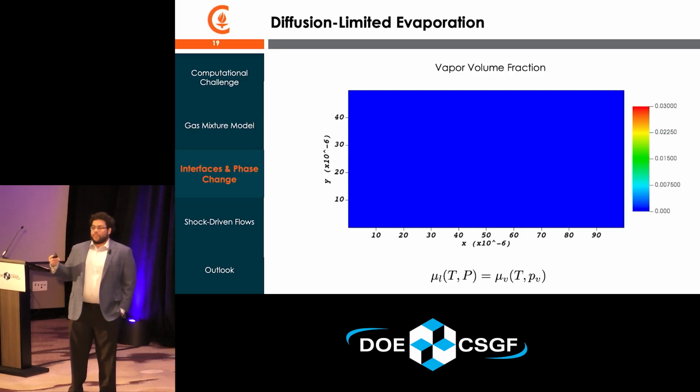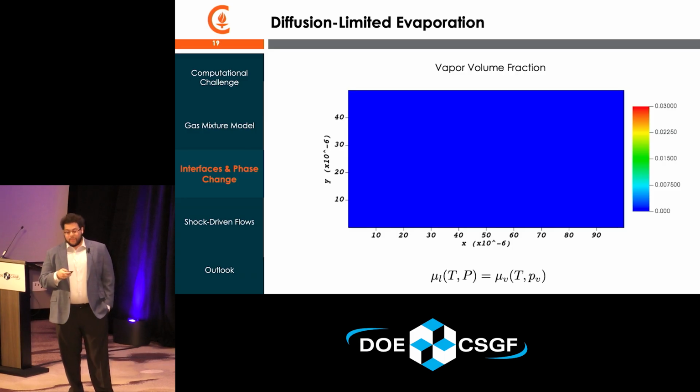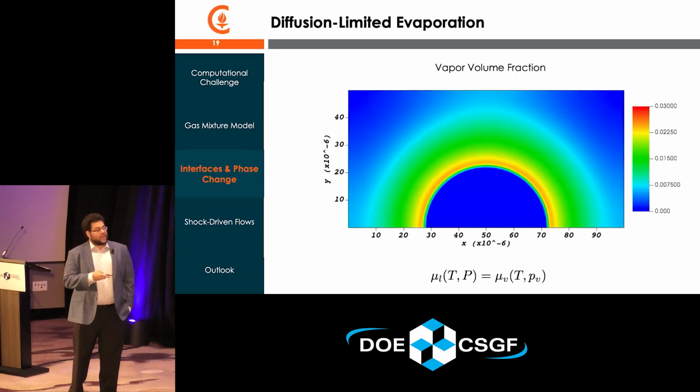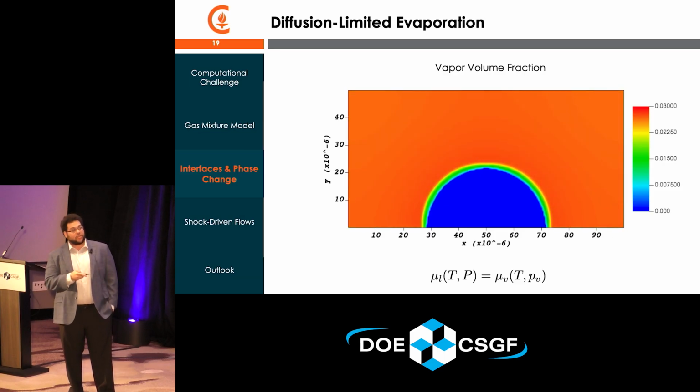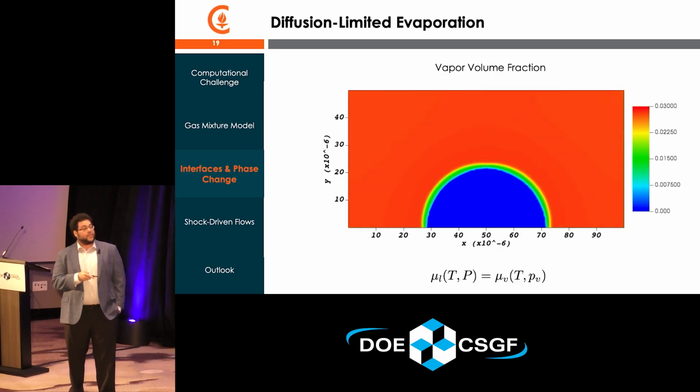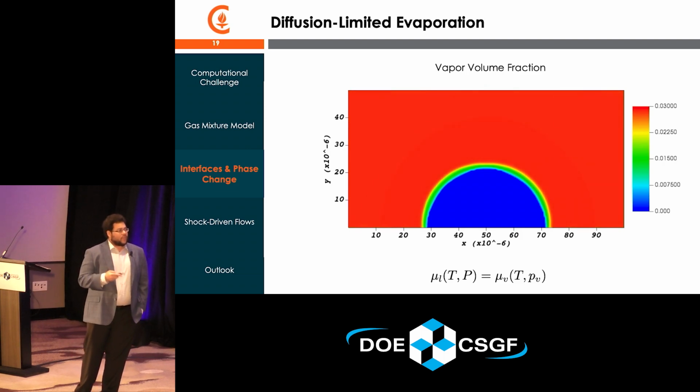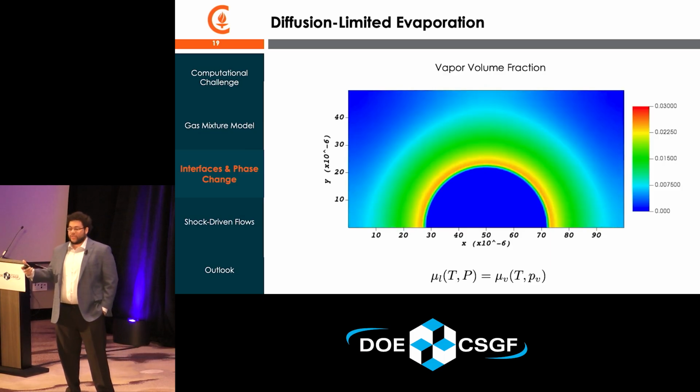And the way our phase change module works is that we instantaneously apply phase change such that the chemical potentials match between the liquid and the vapor. So that essentially saturates the water vapor in the mixture region. And then our diffusion module does its thing and lets it diffuse outwards. So this, in essence, is our diffusion limited evaporation.